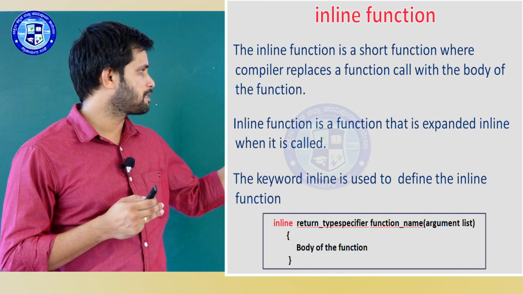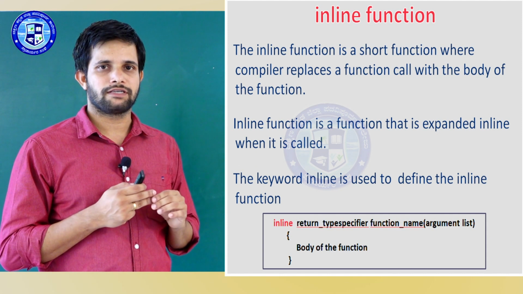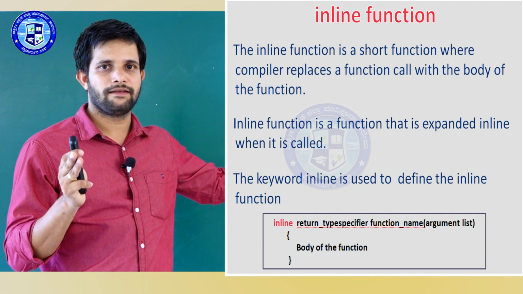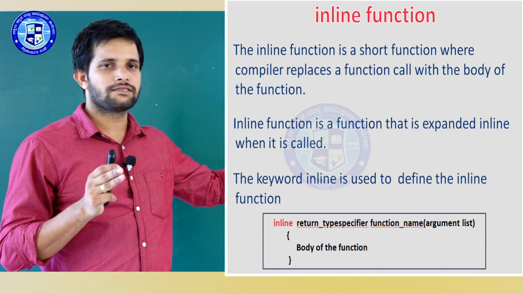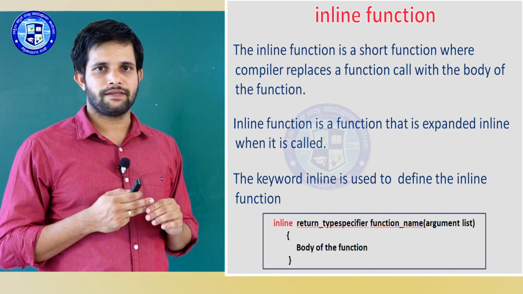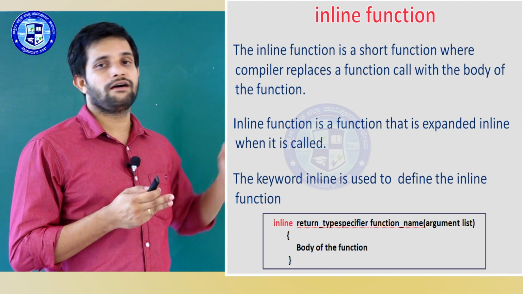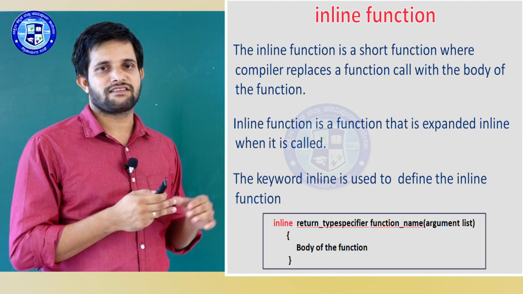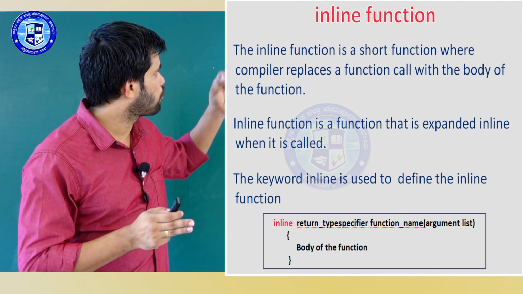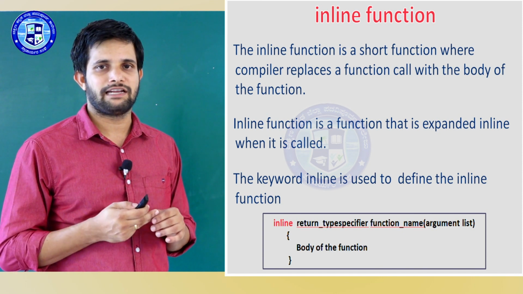You can see the return type specifier, function name, argument list inside the parentheses, and the body of the function. Before that, I am going to use a special keyword called inline. By mentioning this, we are requesting the compiler to make this function an inline function. The compiler may accept or may reject. We are going to see when the inline function request will be rejected or when it will not work. Now we understood what an inline function is, and the importance and need of the inline function.